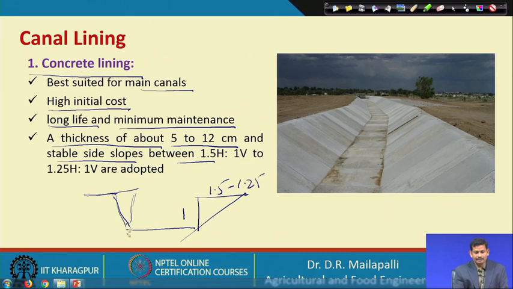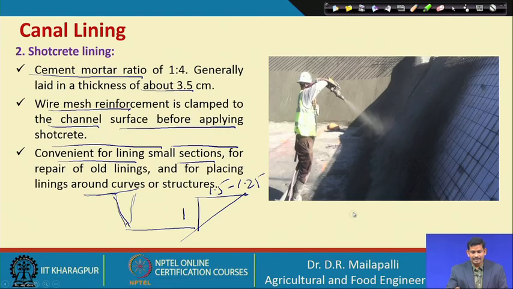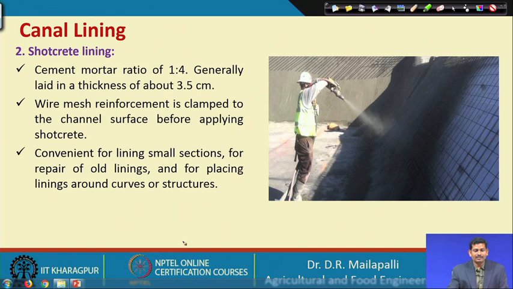Right. Okay. So, this is a concrete lining. Concrete lining is best suited for main canals. Okay. So, then long life, and the horizontal component of slope is 1.5 to 1.25 or vertical is 1 in this case. Then the next lining is shotcrete lining.